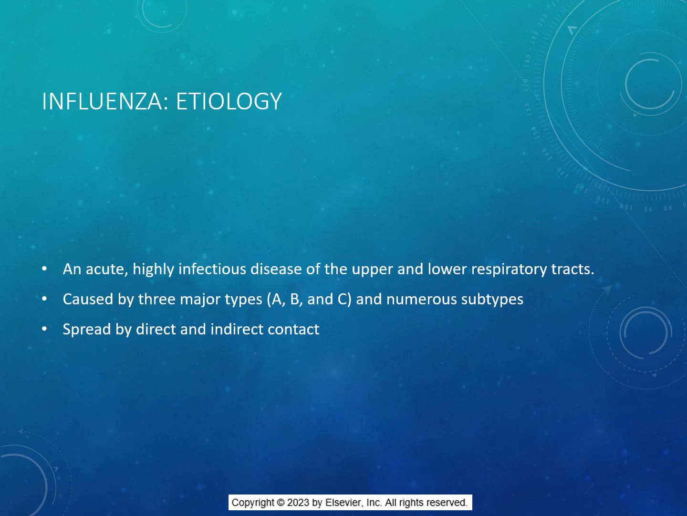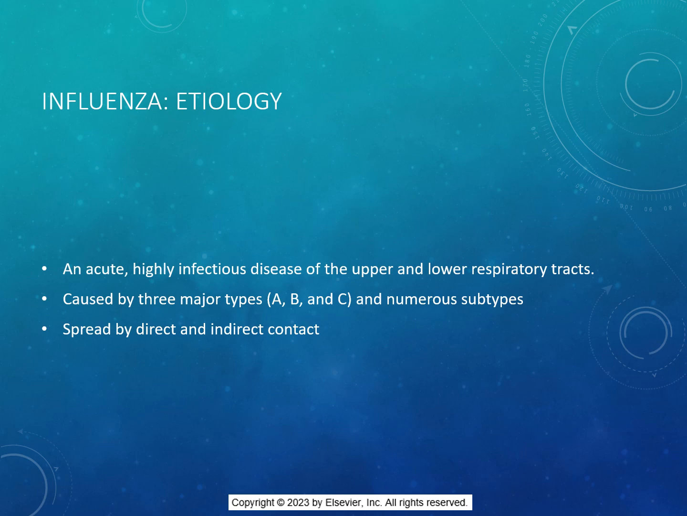Influenza is an acute, highly infectious disease of the upper and lower respiratory tracts that occurs in isolated cases or in epidemics. There are 4 major types of influenza viruses, A, B, C, and D, and there are numerous subtypes. Types A and B are responsible for the seasonal disease epidemics that occur each year. Type C will cause a mild respiratory illness and does not cause epidemics.